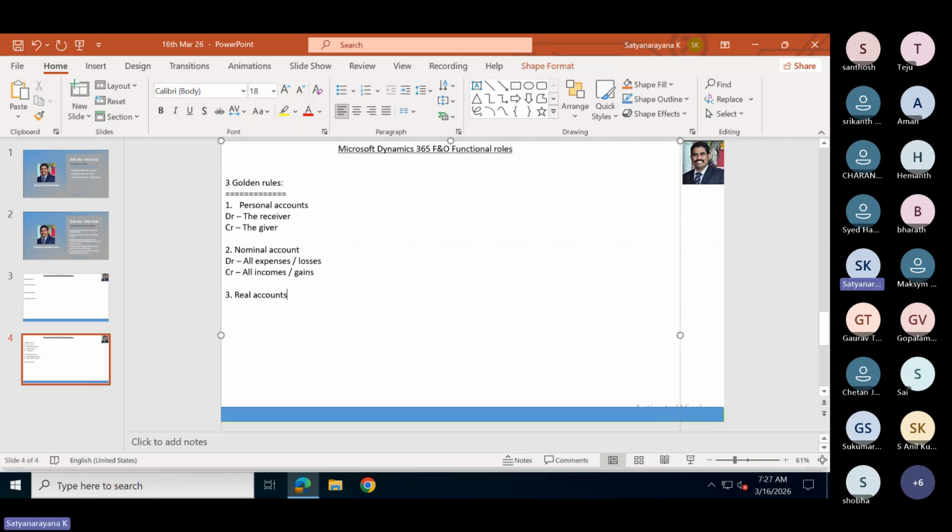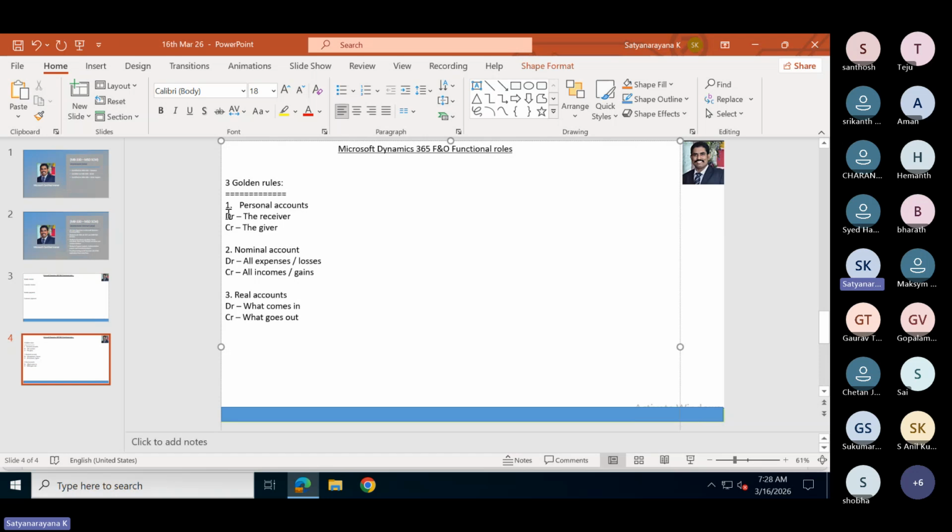Next, real accounts. What comes in, what goes out. Debit what comes in, credit what goes out. Okay, these are the three golden rules we studied in our commerce.